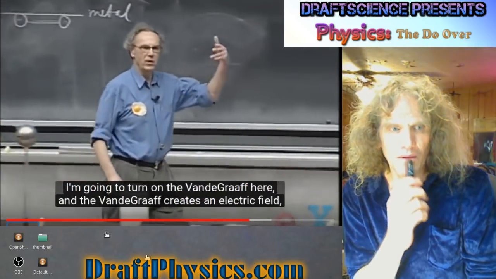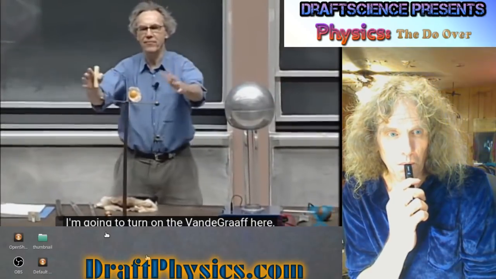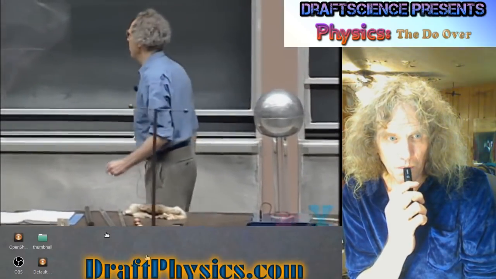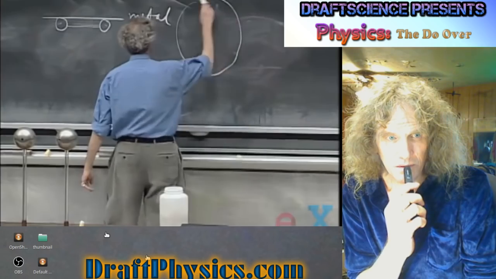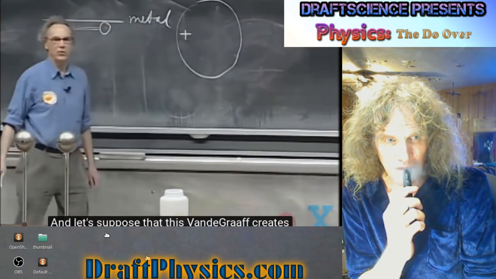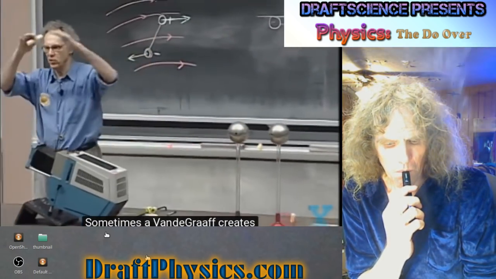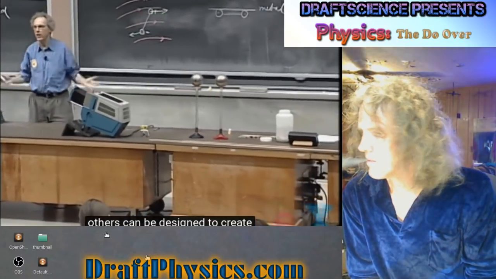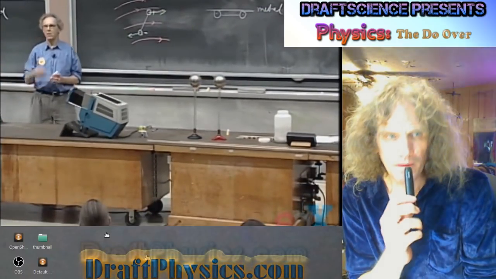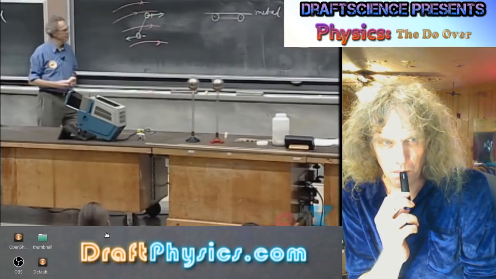I'm going to turn on the Van de Graaff here. And the Van de Graaff creates an electric field. So we have the Van de Graaff here. Let's suppose that this Van de Graaff creates positive charge. Sometimes the Van de Graaff creates positive charge on the dome. Others can be designed to create negative charge on the dome. And remember, for now, I assume that's positive.